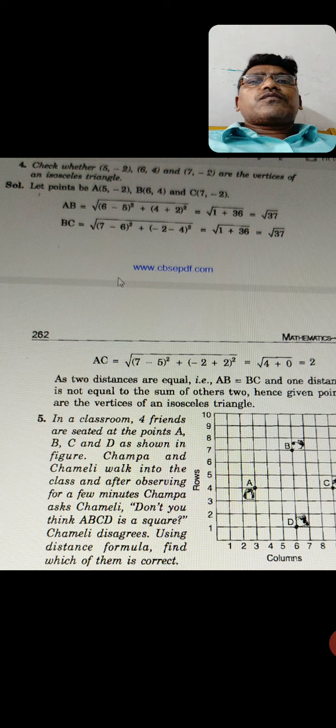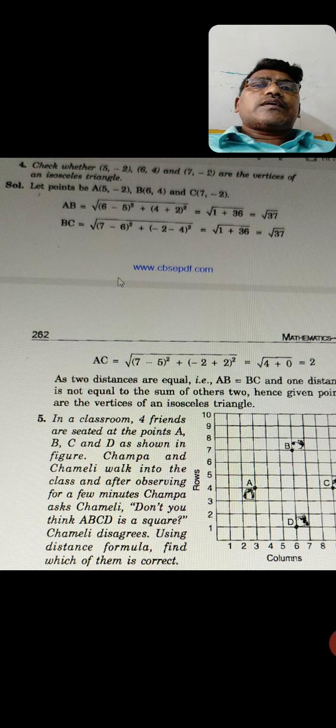So first we want to find the length of AB, I mean the distance of AB. We know the formula of distance, square root of x1 minus x2 whole square plus y1 minus y2 whole square. We need to be clear about the points here. x1 is 5 and y1 is minus 2, x2 is 6 and y2 is 4. So you are going to substitute in the formula.